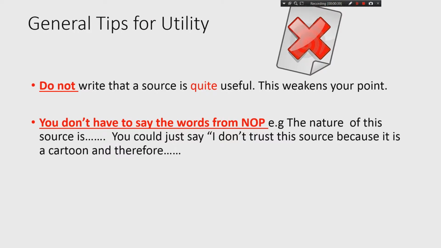So some tips. Don't write that a source is quite useful. It sounds weak. Say it is useful or it's not useful. And you don't have to say the words from, not. So, for example, the nature of this source is, you could just say, I don't trust this source because it's a cartoon. You talked about the nature, but you don't have to say the word nature, origin and purpose.